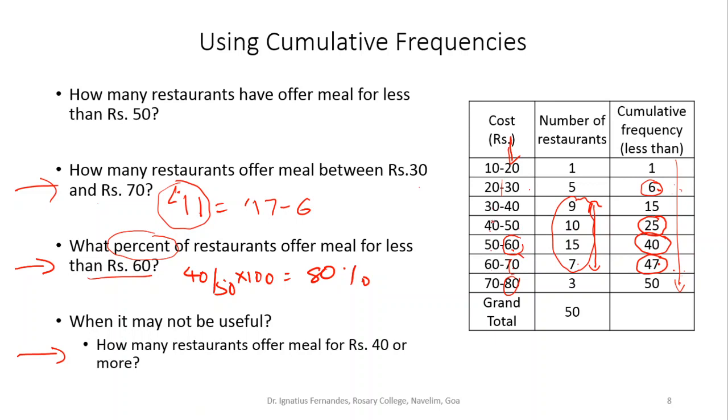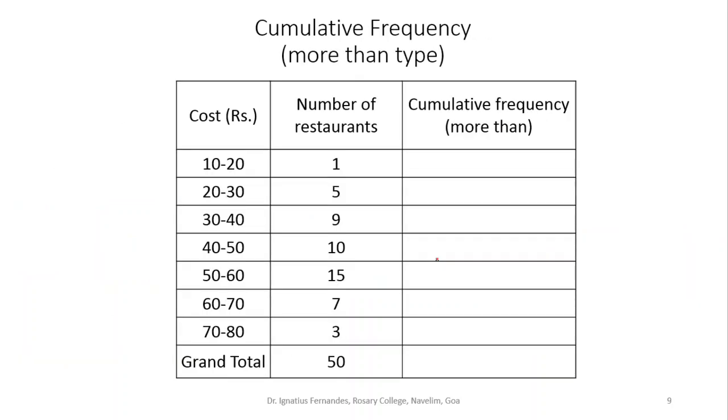In that case, now I am looking at the lower limit. This is when less than cumulative frequencies is not going to be useful. For this we will need something called more than cumulative frequencies. So like how I have less than cumulative frequencies, I also have more than cumulative frequencies.